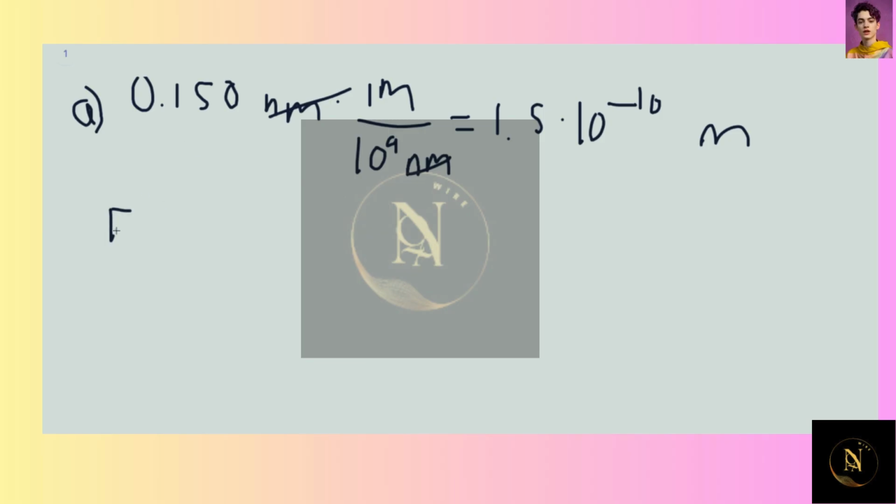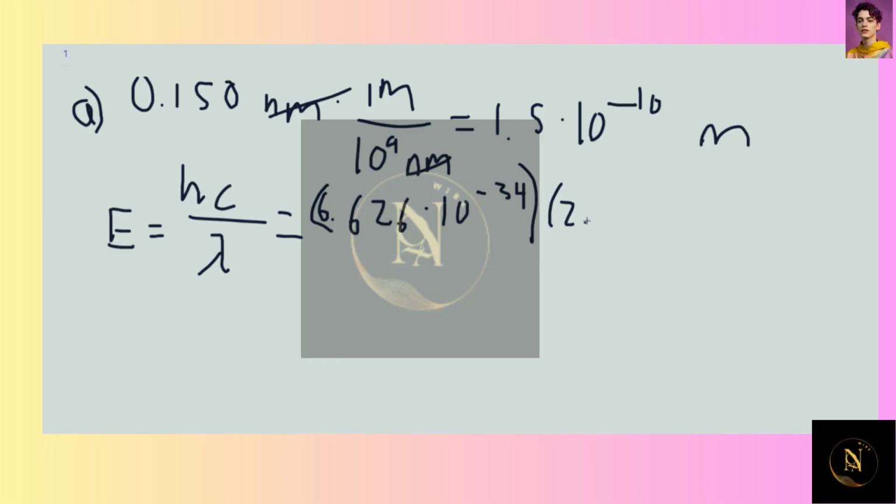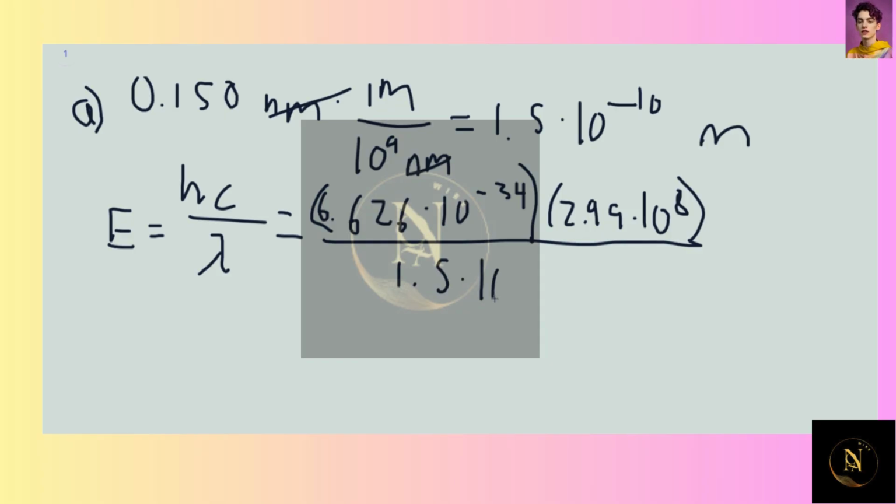Now we can find the energy of a single photon by E equals hc over lambda, the wavelength. H is Planck's constant, 6.626 times 10 to the minus 34th. C is the speed of light, so that's 2.99 times 10 to the 8th. And we divide that by our wavelength we just found of 1.5 times 10 to the minus 10th. And that gives us our energy per photon to be 1.326 times 10 to the minus 15th. So that's joules per photon.